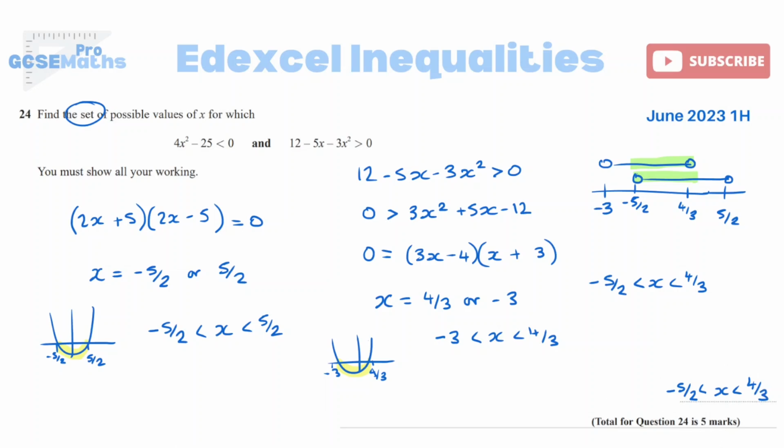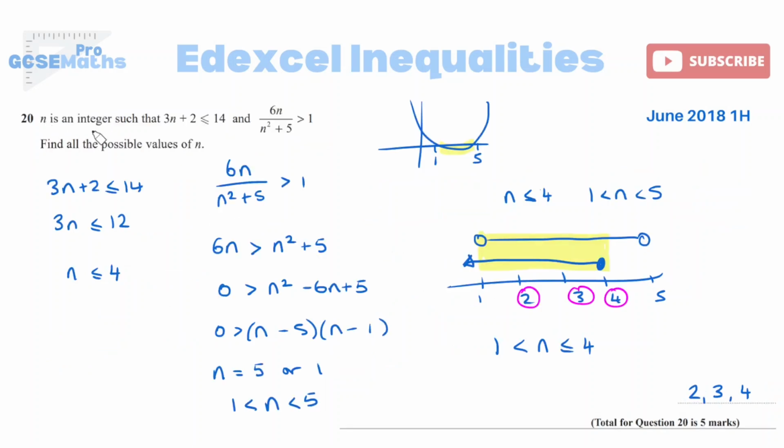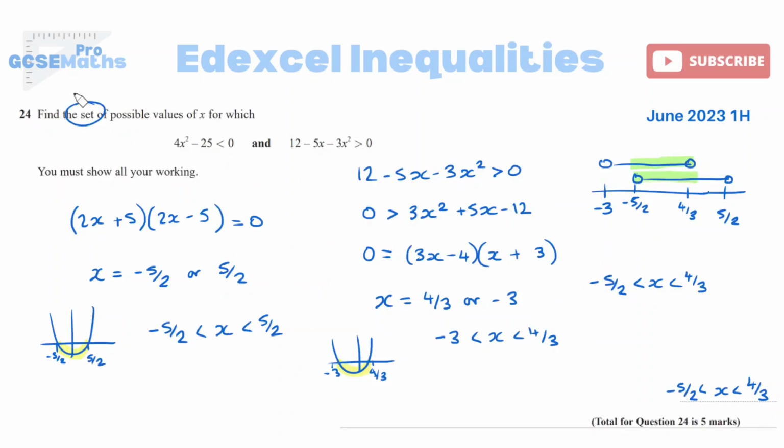Whereas the previous one was saying n is an integer and find all the possible values of n, so find the values. Whereas this one said find the set of values. So you can see how sometimes they might ask for a list of values, sometimes they ask for the inequality. Just double check which one they've asked you.